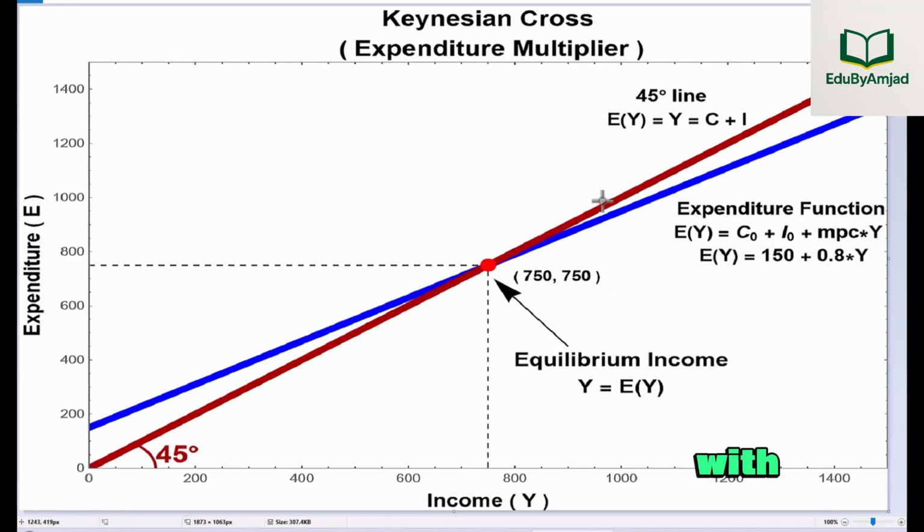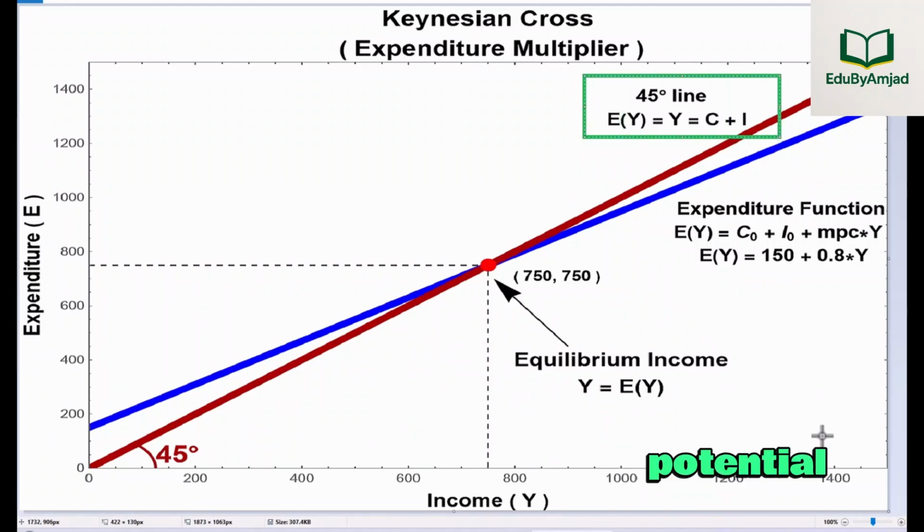Notice the red line with a zero intercept, beginning at the origin and rising with a slope of 1. This is the 45-degree line. Every point on this line represents situations where planned expenditure in the economy is exactly equal to national output. Each of these points corresponds to a potential equilibrium national income.